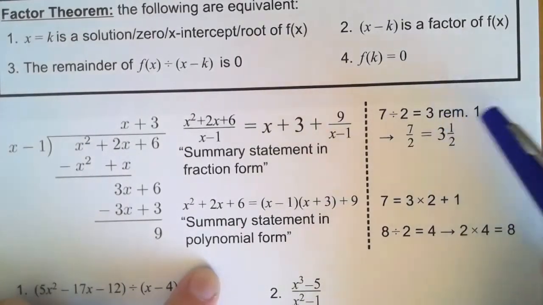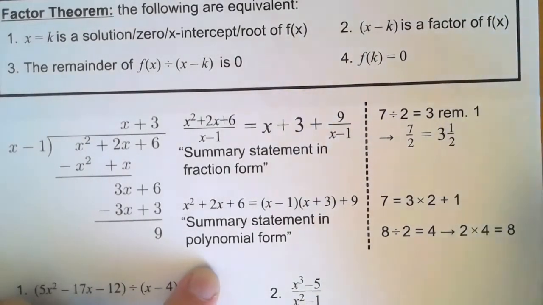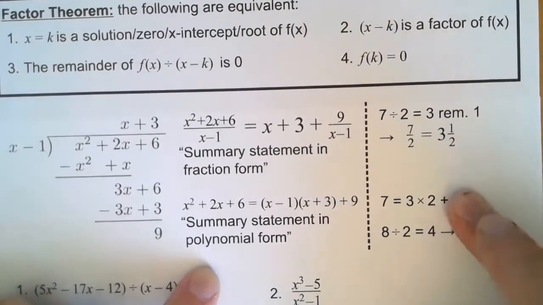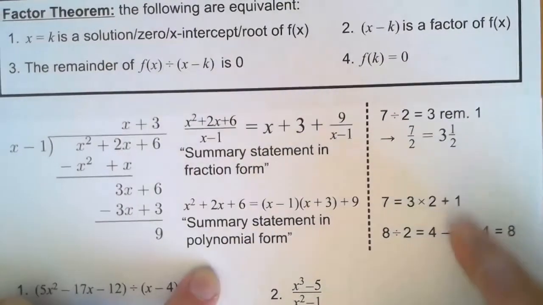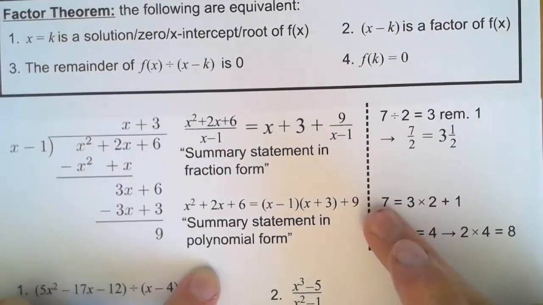If it doesn't go in evenly, if there's a remainder, well, so 2 does not go into 7 evenly, so 2 times 3 is 6. It's not 7, you're a little bit off. Well, how far off are you? You're the remainder off. The remainder of 1 is how far off you are. So if you do the 3 times 2, then just add that remainder on, and you would get the 7.